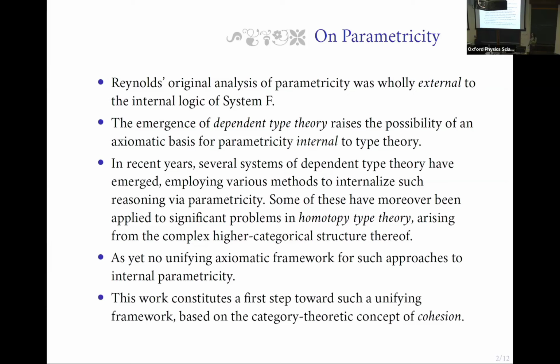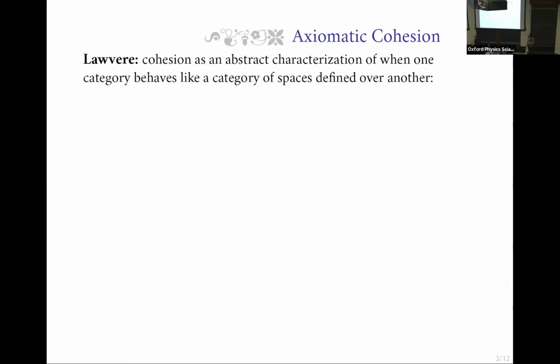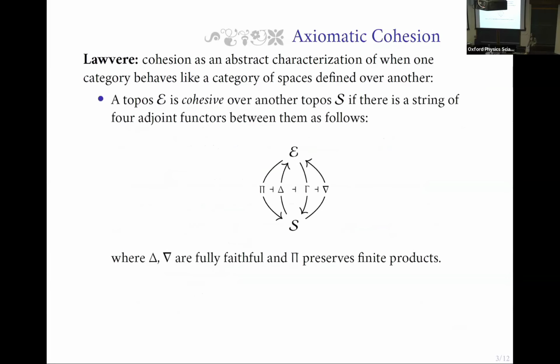And so this work is basically what I hope can be a first step toward such a unifying framework. And the key idea here is the category theoretic concept of cohesion introduced by Lawvere. According to Lawvere, cohesion is an abstract characterization of when one category behaves like a category of spaces defined over another. And what that means in particular is that we say that a topos is cohesive over another topos if there's a string of adjoint functors between them like this, where delta and nabla are both fully faithful and pi preserves finite products.